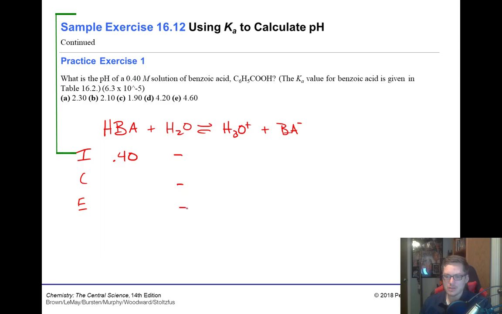This is negligible, or this doesn't affect our equilibrium, so we're not even going to bother with it. We're going to start with 0 of this, 0 of this. It's always going to start like this. This is super easy, right? Concentration of your acid, 0, 0, ignore the water.